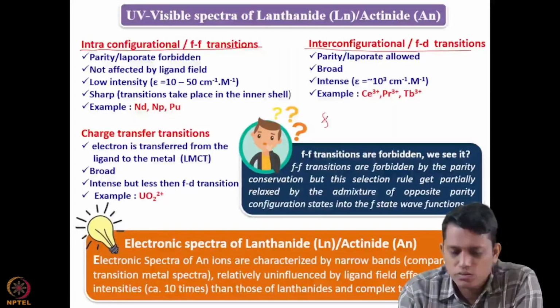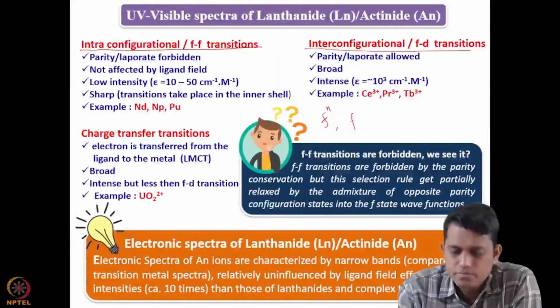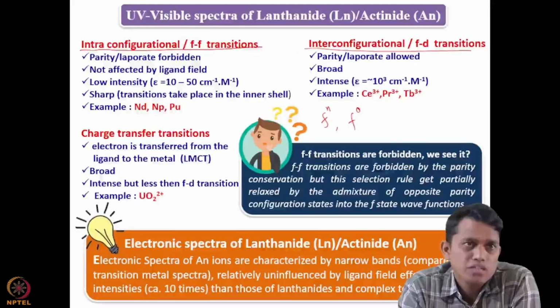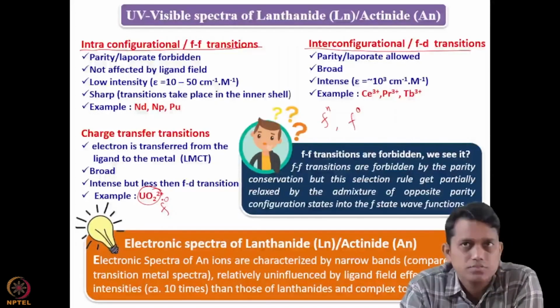When you have electrons in the f orbital, then two transitions, the inter-configuration and intra-configuration transitions, are possible. But when you have no electrons in the f orbital, then whatever transition or color we see in the compound mainly comes from charge transfer transitions. One very good example of an actinide that gives this charge transfer transition is the uranyl ion, because it has an f0 system.